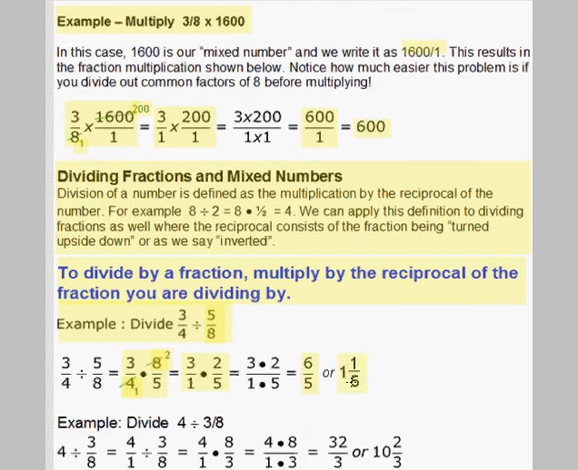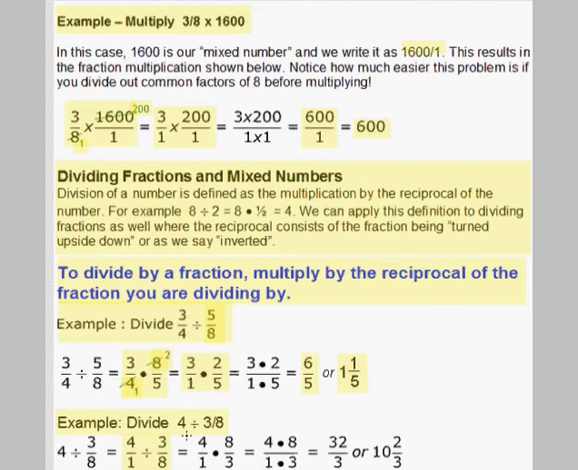Let's look at an example where we divide a whole number by a fraction. 4 divided by 3/8. The first thing we do here is we rewrite that 4 as 4/1. So our problem is 4/1 divided by 3/8. Now we're tempted to cancel a 4 out of the 4 and 8, but you should not do this.